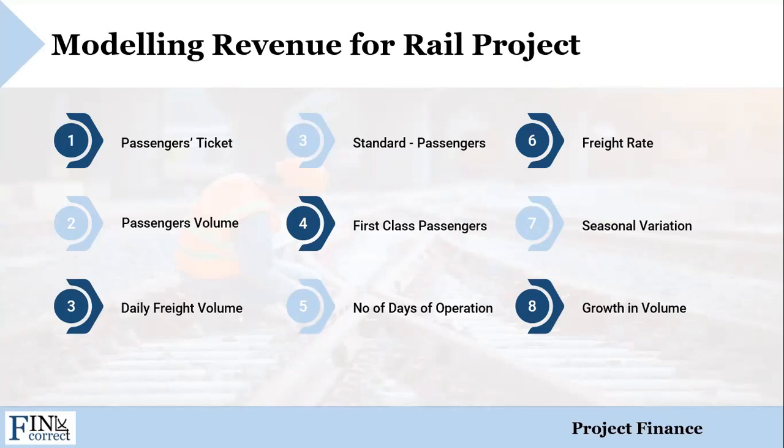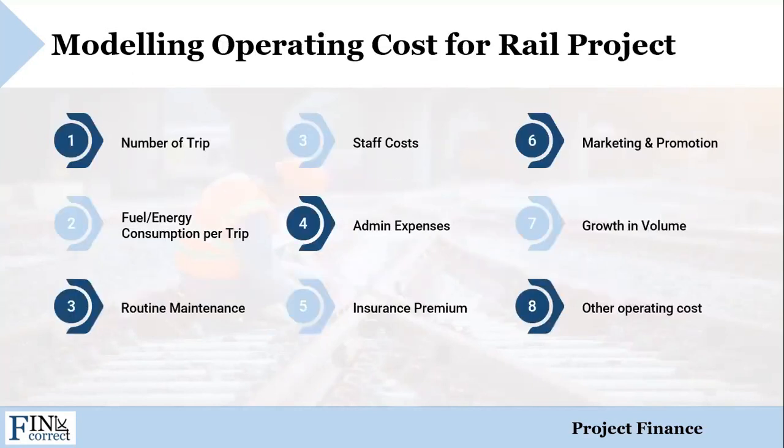Here are some considerations for the operating cost figures. The number of trips is the total of train journeys undertaken by the rail project. The fuel consumption per trip is the amount of fuel utilized during a single train journey. The routine maintenance is the regular upkeep and repairs conducted on rail infrastructure and equipment to ensure operational efficiency and safety. We also have the staff cost, which is the associated salaries and benefits for the rail project workforce.